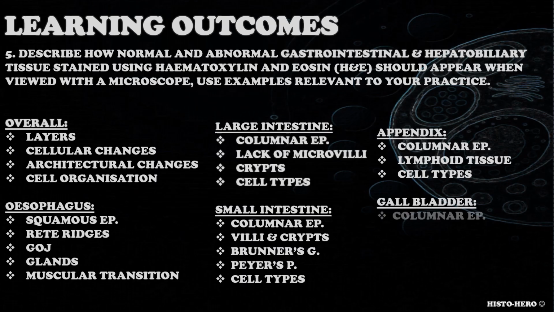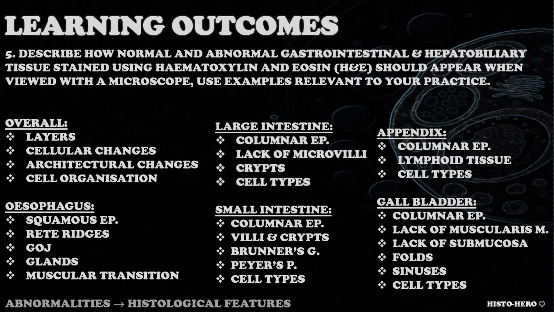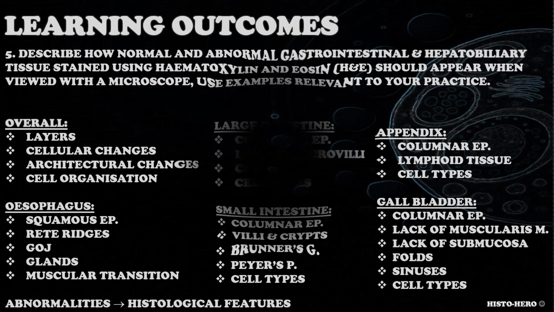Gallbladder: simple columnar epithelium, lack of muscularis mucosa and submucosa, prominent folds in mucosa, Rokitansky-Aschoff sinuses, and cell types like cholangiocytes for bile concentration, goblet cells for mucus, or tuft cells as chemosensors. This is very specific to each organ and pathology. Therefore, candidates should consider abnormalities and how they affect the histological features seen microscopically.